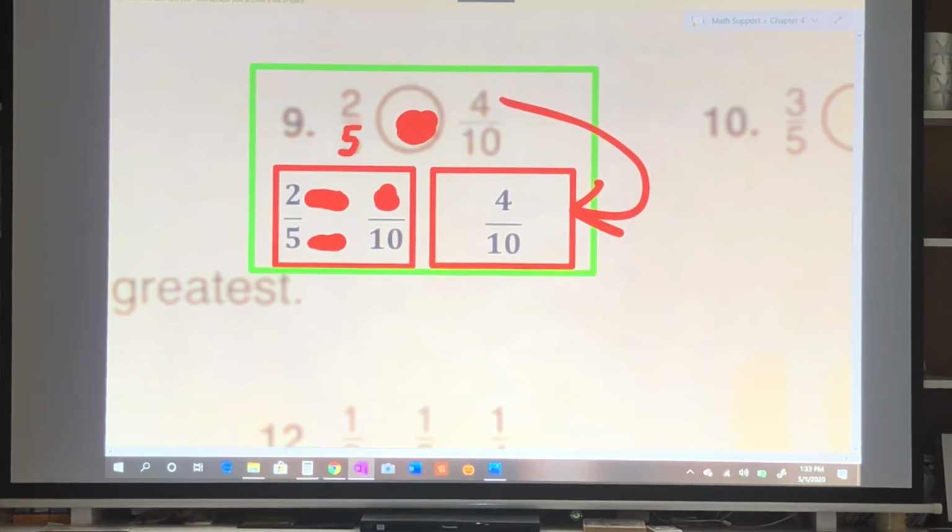But 2 fifths became something over 10. 5 times what is 10? 5 times 2. 2 times 2 on top should be 4. Oh, look, they're equal.